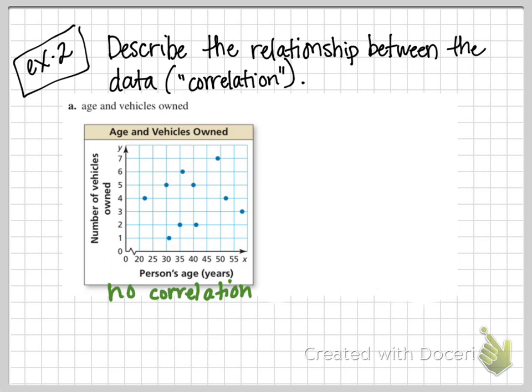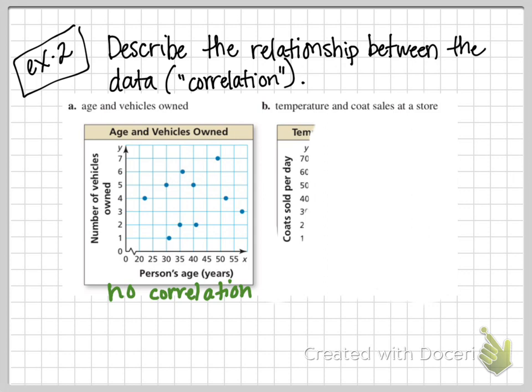Okay, let's look at the other one. This one, temperature and coat sales. What do you predict? Will there be a correlation? Yeah. What do you think will happen? As the temperature gets higher, what will happen to coat sales? They'll go down, because people don't need coats when the temperature warms.